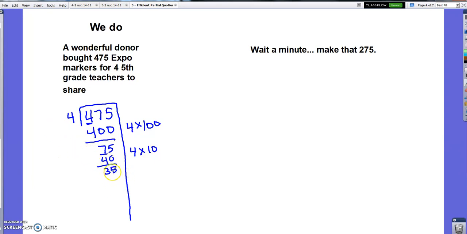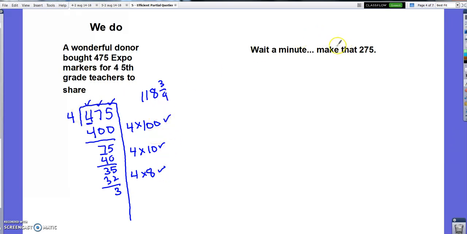4 times 9 would be 36. Don't have quite enough. So 4 times 8 would be 32. And I am left with 118. Don't have room over my normal spot to write it. And I'm left with 3 out of the next group of 4. I can almost make one more group of 4, but not quite. And you'll notice I knocked the whole thing out in 3 steps. 3 digits, 3 steps. Pretty good.